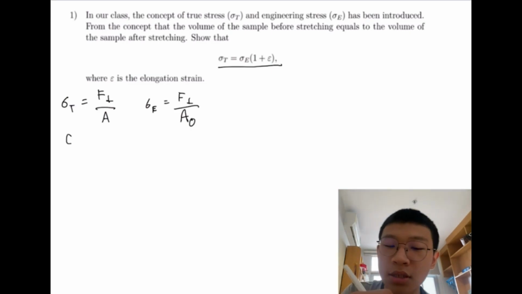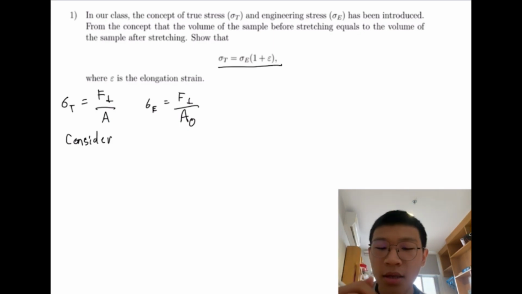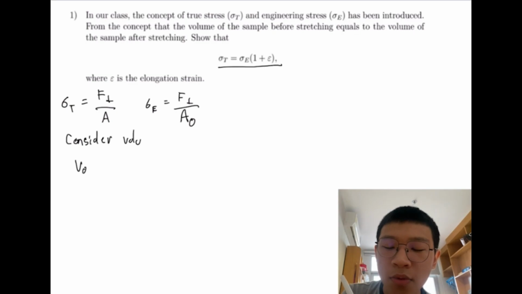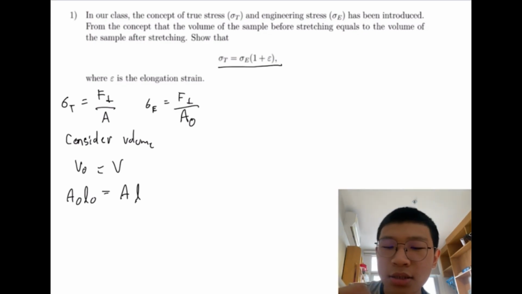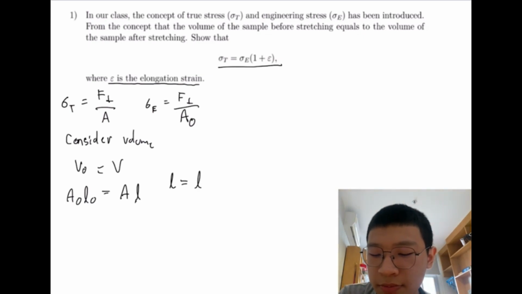Next, we consider the volume of the object that is being stressed. The initial volume of the object should be equal to the volume after stress, because the mass doesn't change. And we can conclude that A0 L0 equals A L. And since epsilon is the elongation strain, L should be L0 plus epsilon L0.